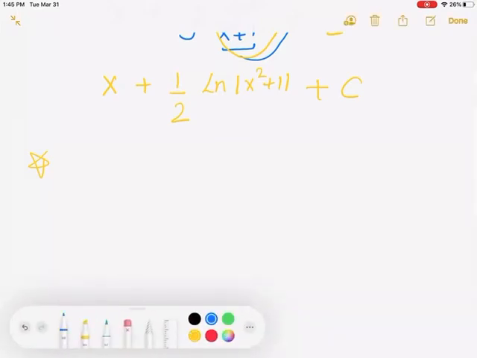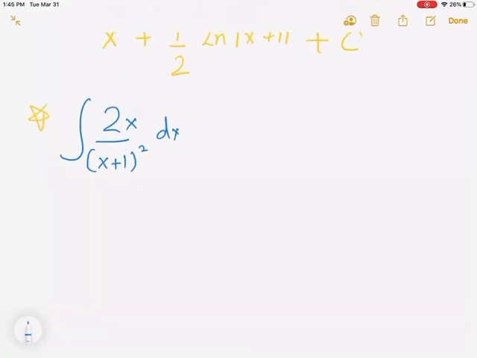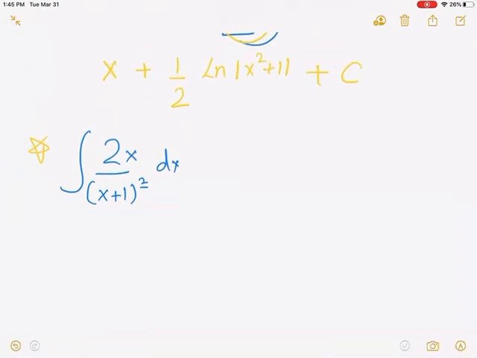Okay, so now I have 2x over (x plus 1) squared, dx. I do see the top degree is less than the bottom one, because once I distribute the square, this x would become x squared. That's the reason I'm saying the top is less than the bottom one. But the top expression doesn't seem to be the derivative of this inside part. So for something like this, I would recommend you doing U-sub.